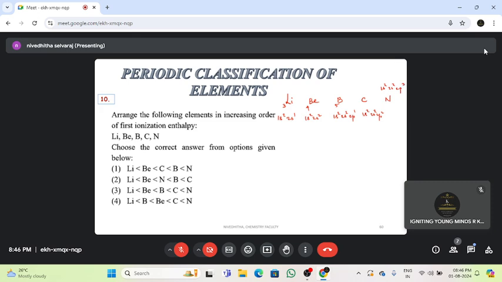So lithium is at the leftmost corner. Effective nuclear charge is very less. Definitely lithium's ionization energy will be very much less. So lithium will be at the lowest corner, right?